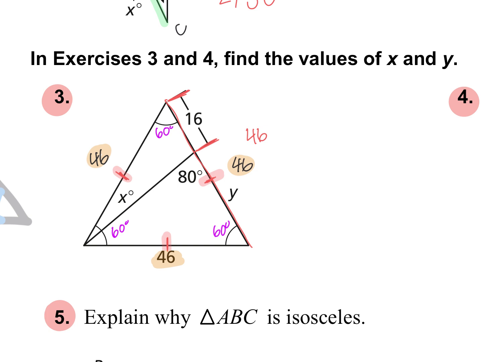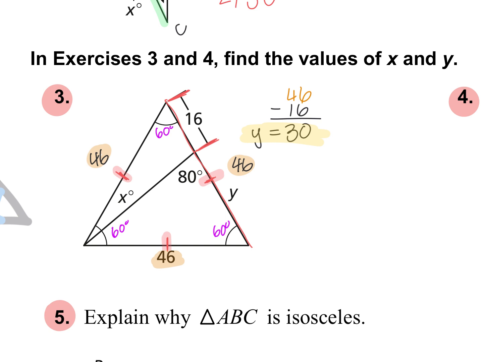Okay, so now that I know that, I'm going to subtract. I'm subtracting 46 minus that 16 that they gave me, and what would I get for y? Good. I'm going to get 30 for y. So y is going to equal 30. Okay, now I have to just try and find my x. So here's my y. Now I have to find my x.